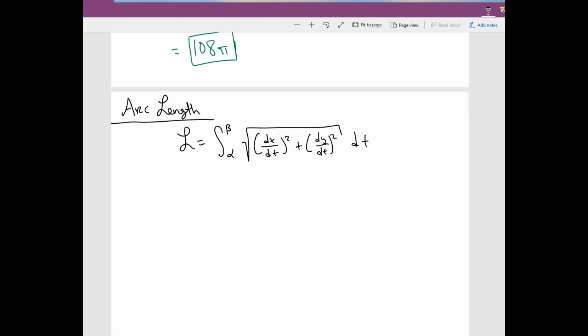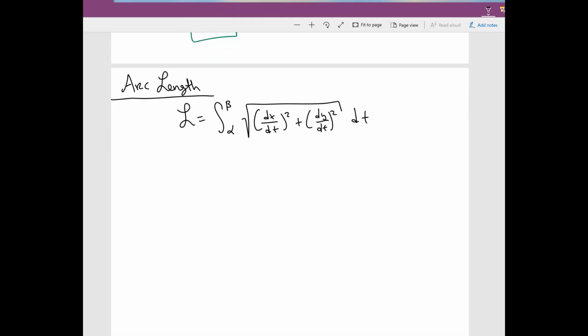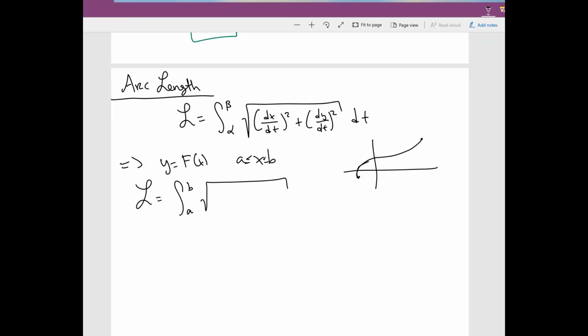In order to do this, remember that from Calc 1, the arc length of a curve in just regular y equals f of x, where x is between a and b. If you want to find the length of the curve, so basically if you have a curve that looks like that, and you want to figure out how long this curve is, from Calc 1, we said that L is equal to the integral from a to b of the square root of 1 plus dy over dx squared. This is what we learned.